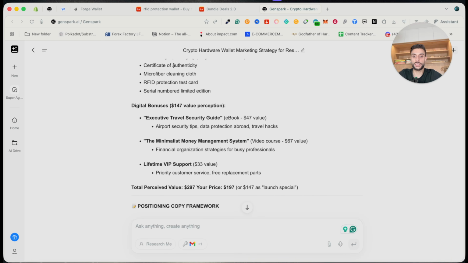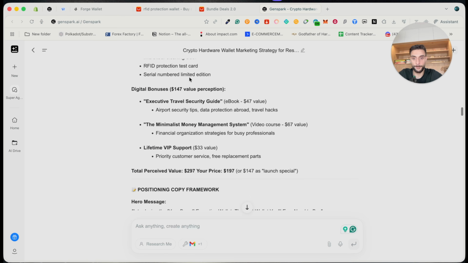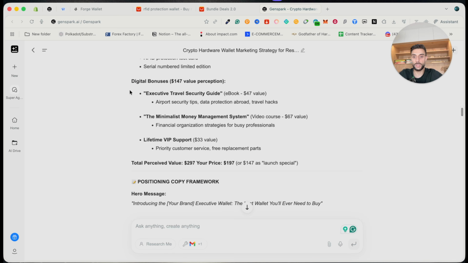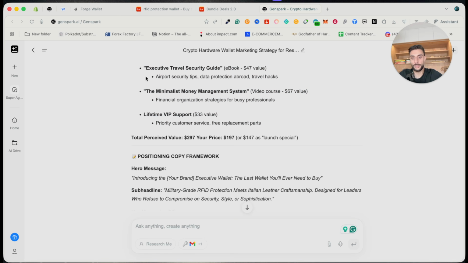You can add things like a certificate of authenticity, microfiber cleaning cloths, and an RFID protection test card. So we can ask the supplier to add this into the box to make it more of a premium offer. Then we can add some digital bonuses like the executive travel security guide and the minimalist money management system course. So we can add these 3 digital bonus products to make it worth even more money. And we can literally get AI to make these for us as well, which is insane.